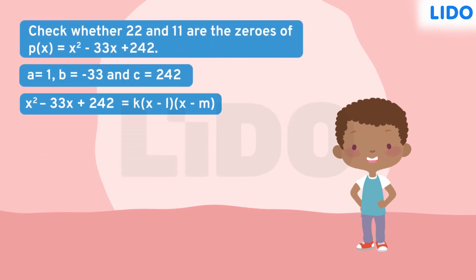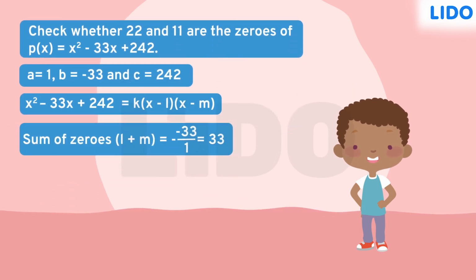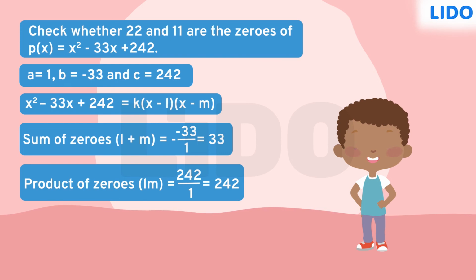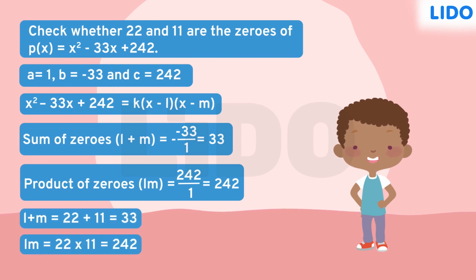For this quadratic polynomial, the sum of the zeros should be minus b by a. The product of the zeros should be c by a. Let's verify this with 22 and 11. Hence, we have verified the relationship between the coefficients and the zeros through this example.